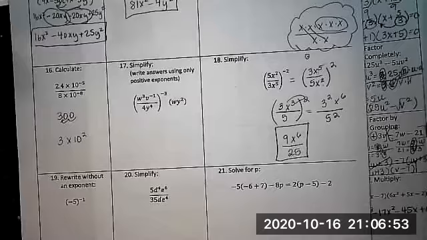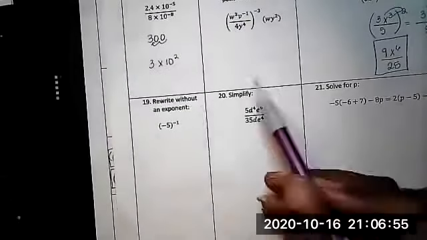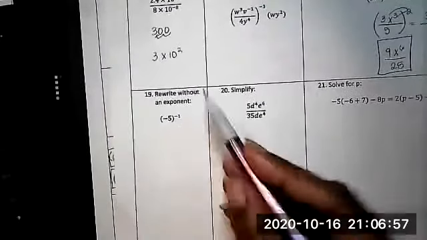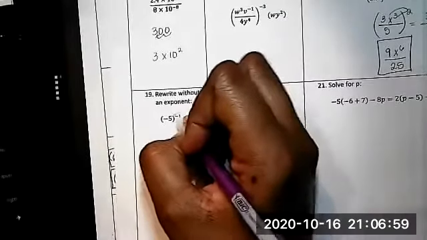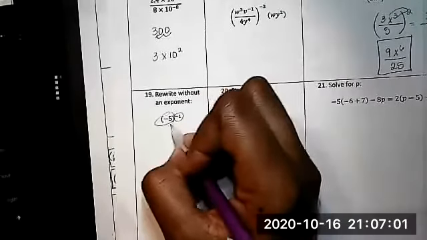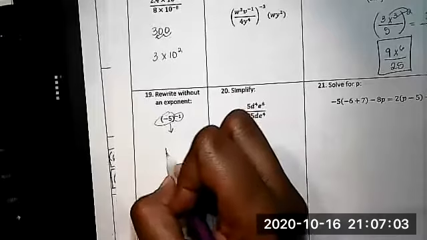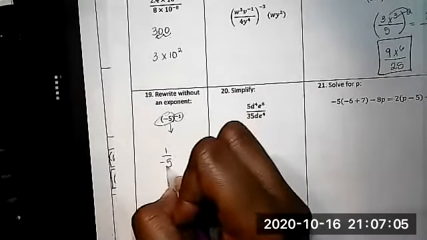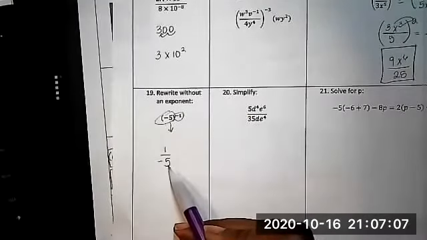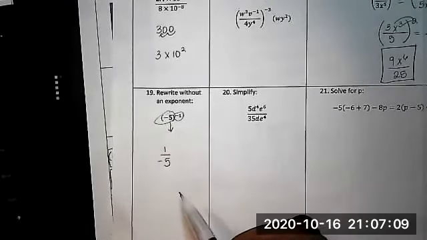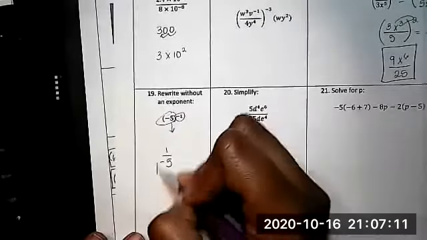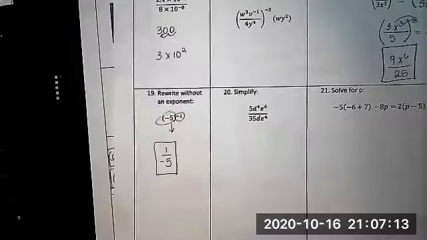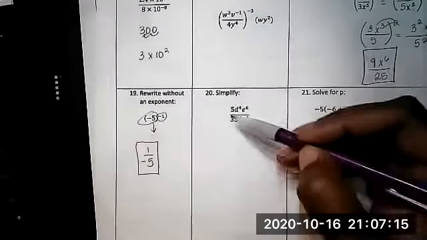All right, so now let's rewrite this without an exponent. If it has a negative exponent, it goes to the bottom to become positive. So this becomes 1 over negative 5 to the positive 1. So it's basically just 1 over negative 5. That's my answer. Okay.